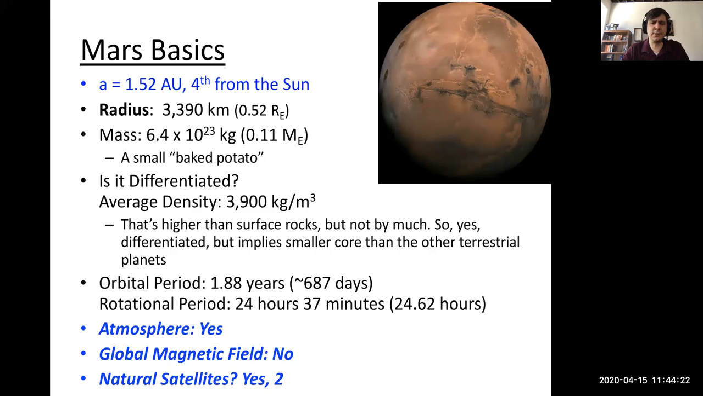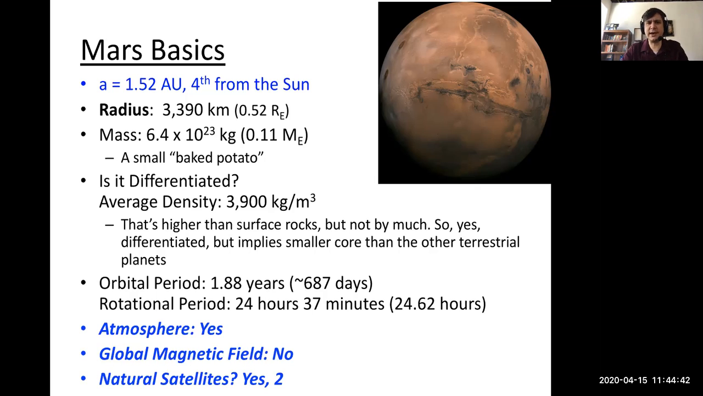How big is it from center to surface? Its radius is 3,390 kilometers. Scaling that to Earth, that's 52% the size of Earth, or we could say that the radius of Mars is 0.52 Earth radii. So it's a pretty small baked potato. It's only half the size of Earth.